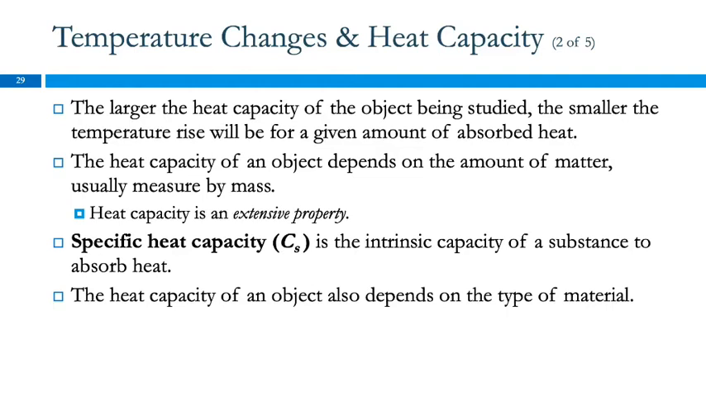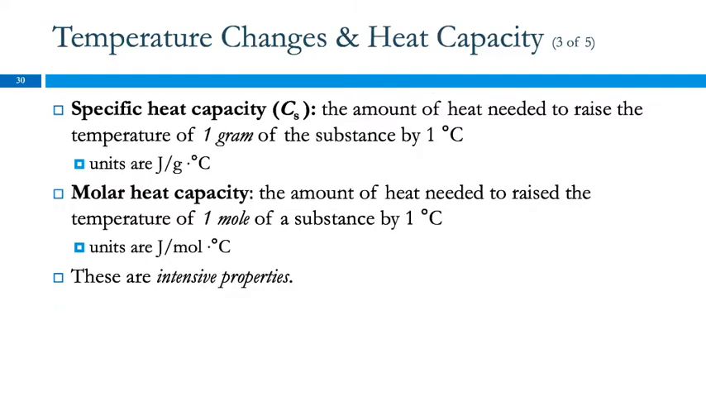So the heat capacity depends on the material, but it also depends on the mass, the size of the sample. So that makes things a little complicated, and so what we use is the specific heat capacity, C sub S, and this is the intrinsic capacity of a substance to absorb heat. Here we've taken the mass relationship out of it, because the heat capacity depends on the amount of matter, it also depends on the type of material. So the definition of specific heat capacity is the amount of heat needed to raise the temperature of a particular amount, 1 gram of the substance by 1 degree Celsius.